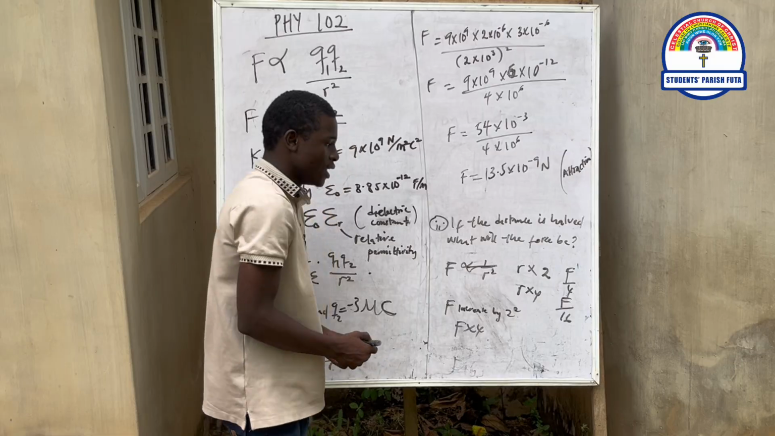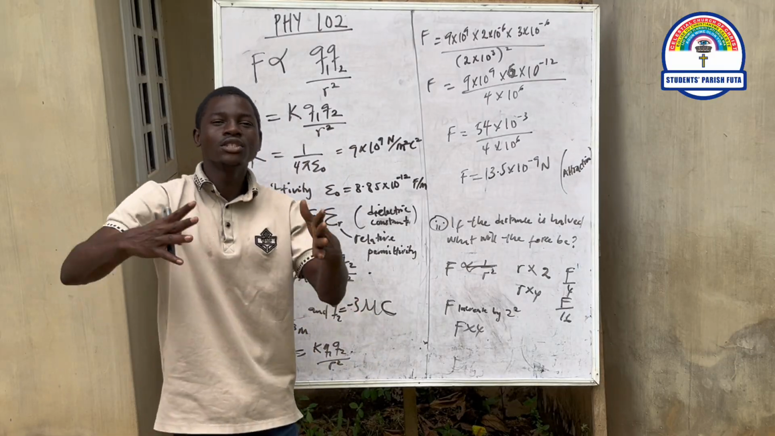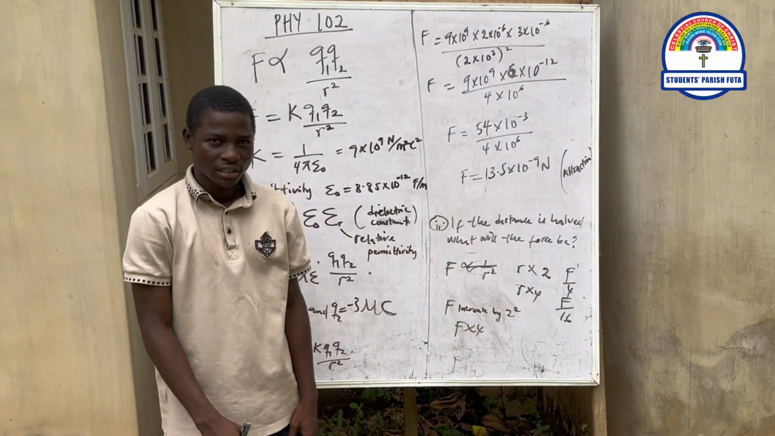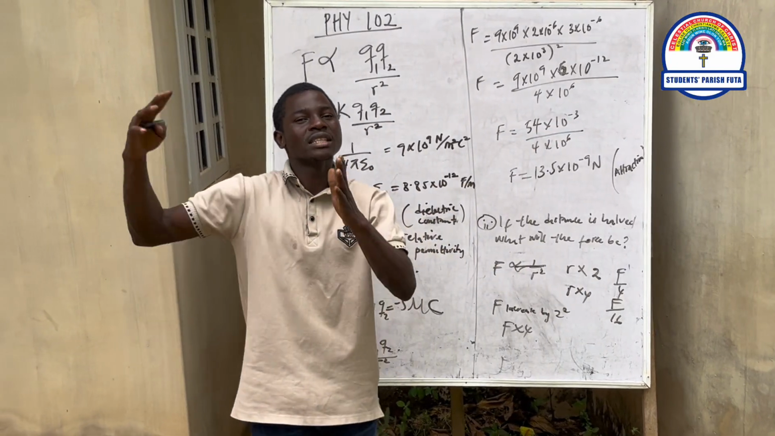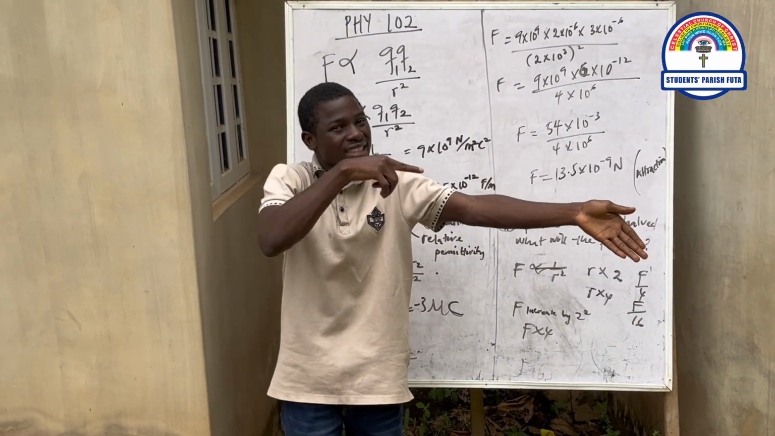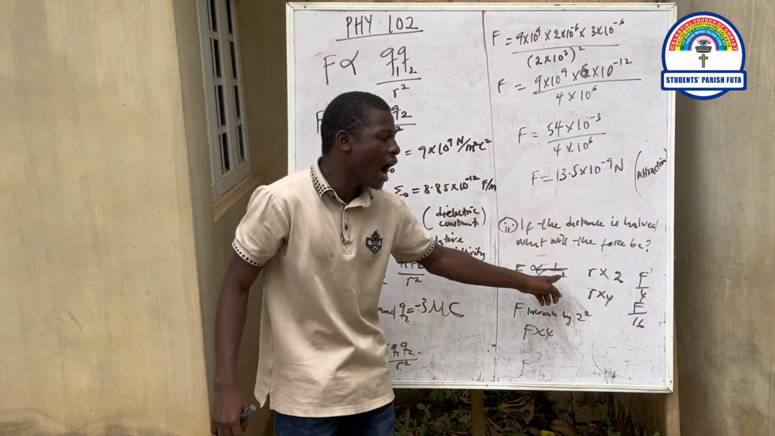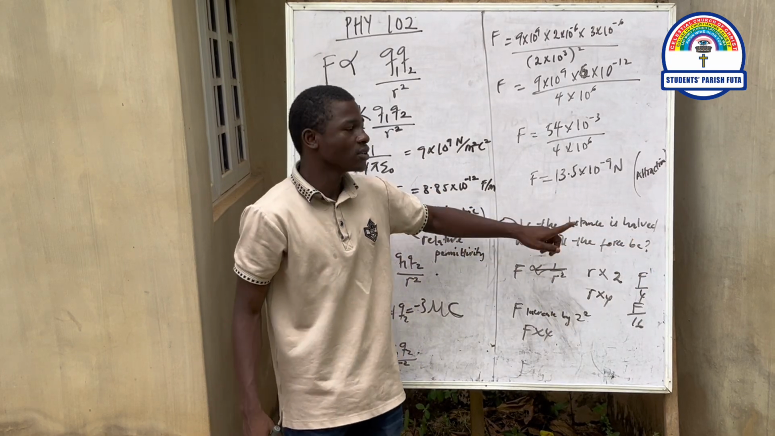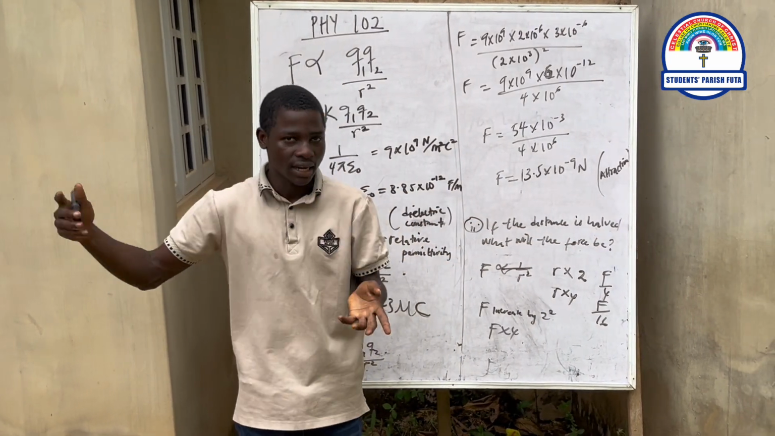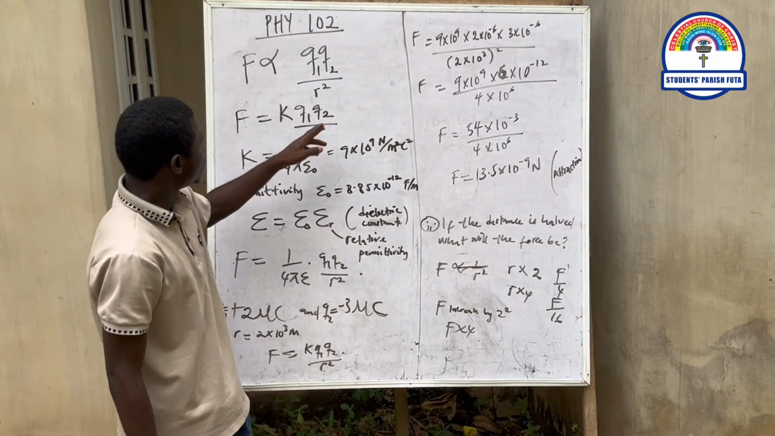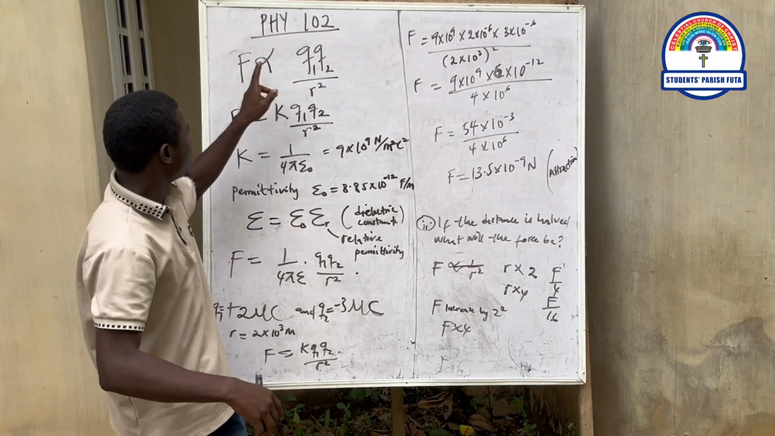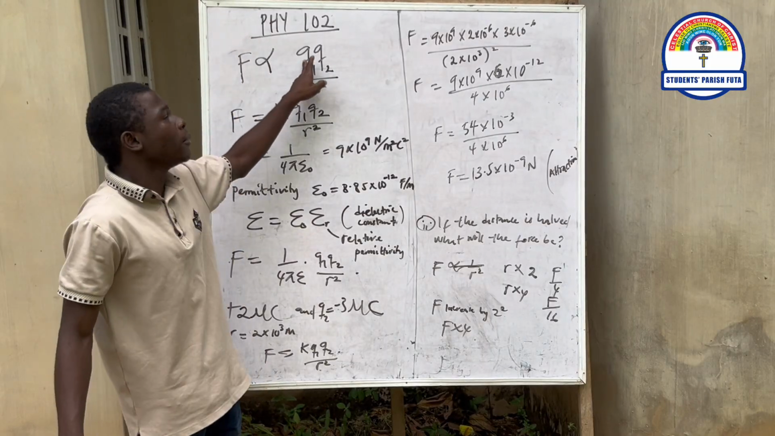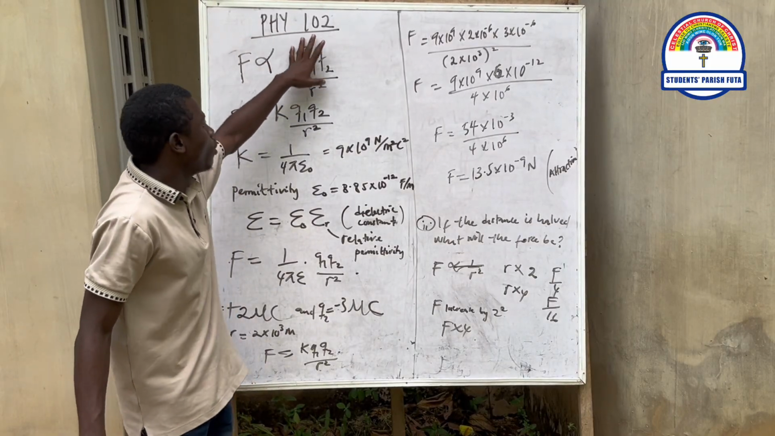If the question had been, if you are increasing your distance by 3, what happens to your force? You are reducing your force, but it will not be by 3. It will be by 9 because it is R squared. So I have to divide my force by 9 if I'm increasing my distance by 3. Do you understand? But in the case of charges, if I'm increasing one of my charges by 2, I'm increasing the force by 2 because it is directly proportional and there is no square or cube or root or anything.